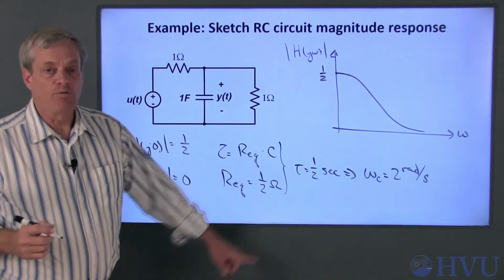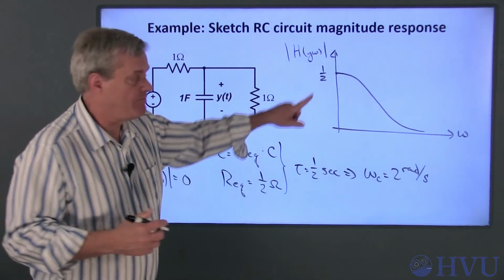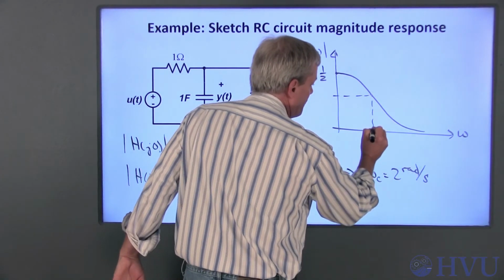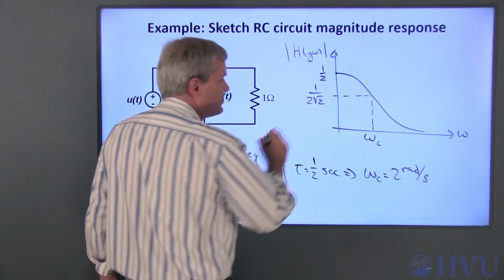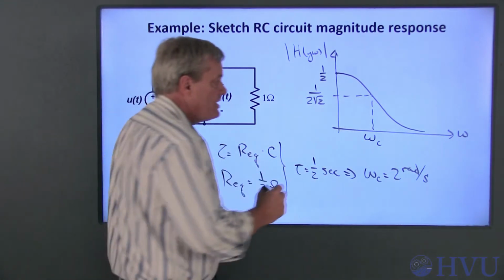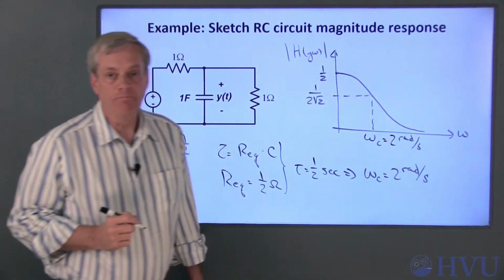At the cutoff frequency, the magnitude response is 1 over root 2 times the maximum value. So at the corner frequency, omega sub c, this is going to be 1 over 2 times the square root of 2. Omega sub c is 2 radians per second, and we're done.